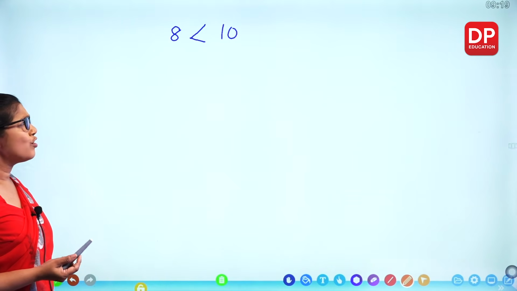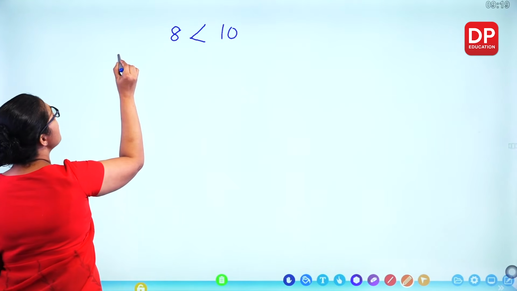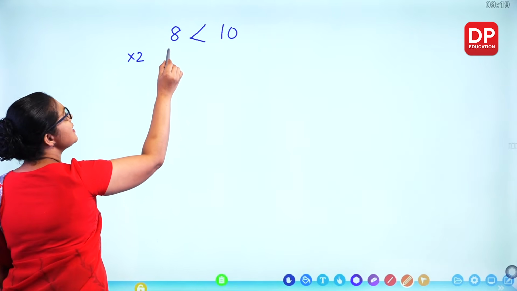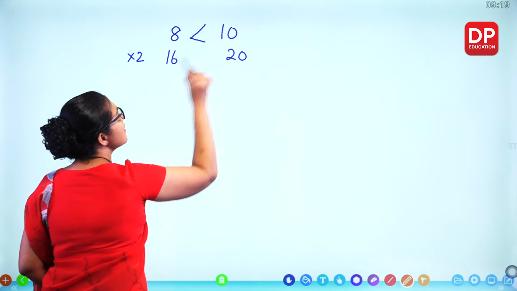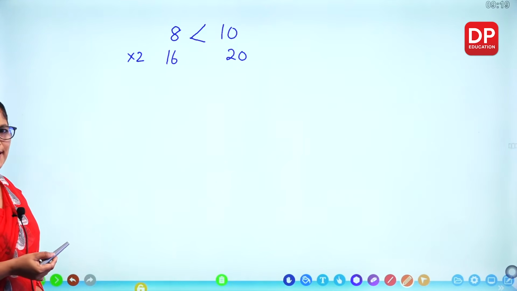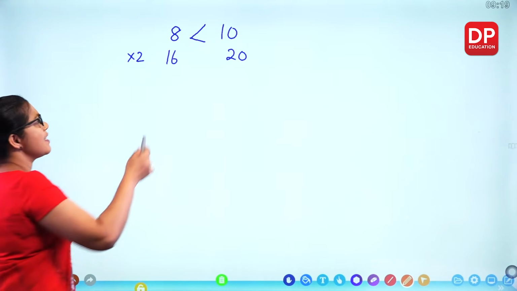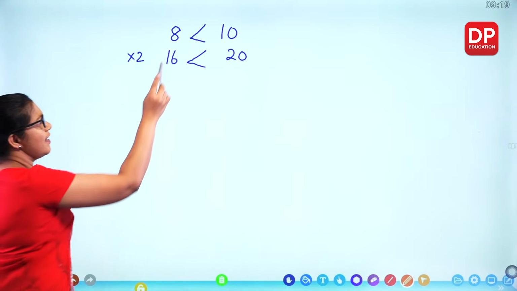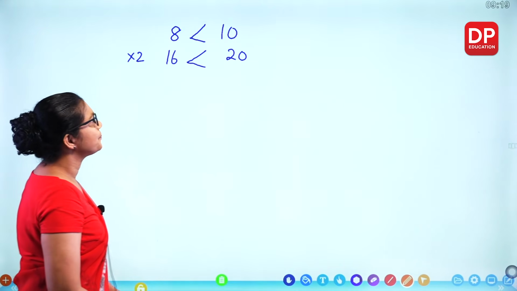Now I'm trying to multiply by a number. So I'm multiplying both sides by 2. 2 times 8 is 16. 2 times 10 is 20. Now see which side is bigger. 20 is greater than 16. So I can use this symbol. So here, same symbol.